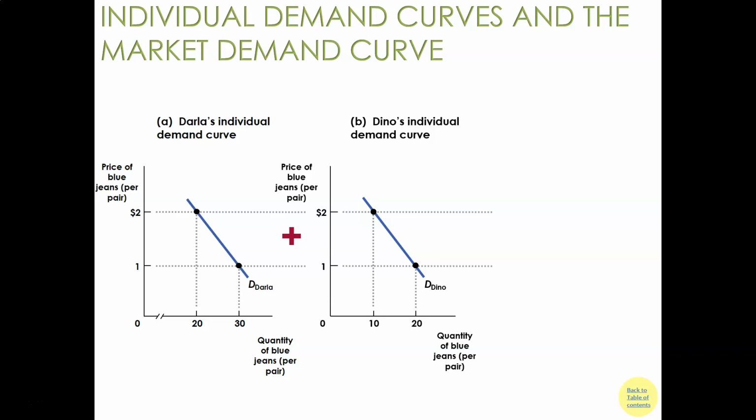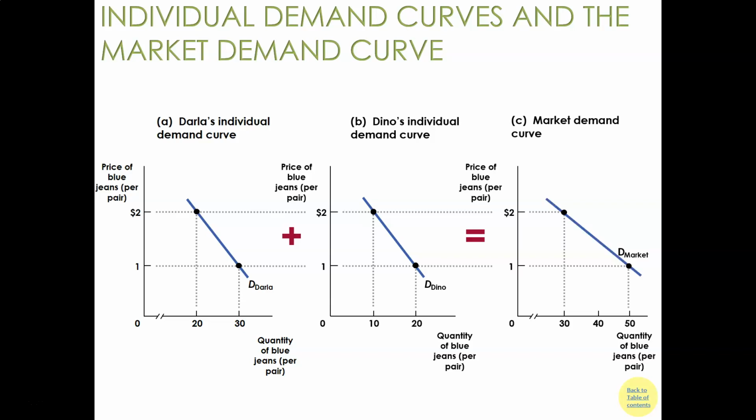And we add those together. So we're going to keep the prices at 1 and 2, but we're going to add Darla's and Dino's individual quantities demanded, 20 plus 10 at a price of 2, and 30 plus 20 at a price of 1, to get the market demand curve. So you see at $2 now there are 30 units consumed across Darla and Dino, and 50 units consumed when the price drops to $1. That's simply how we construct a market demand curve, simply by horizontally summing the quantities at each price.